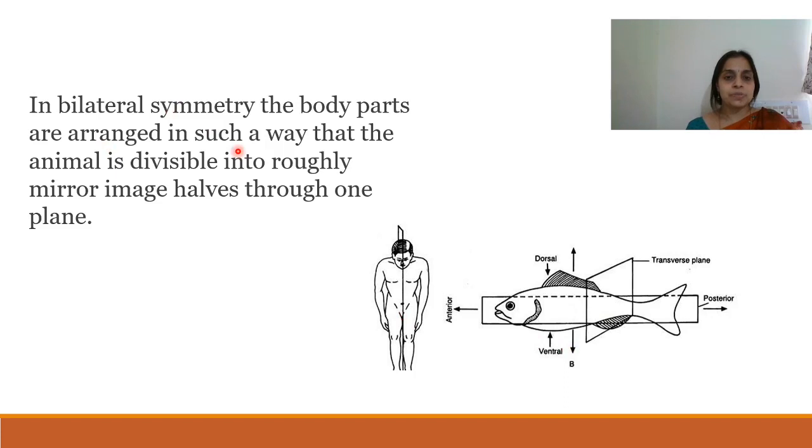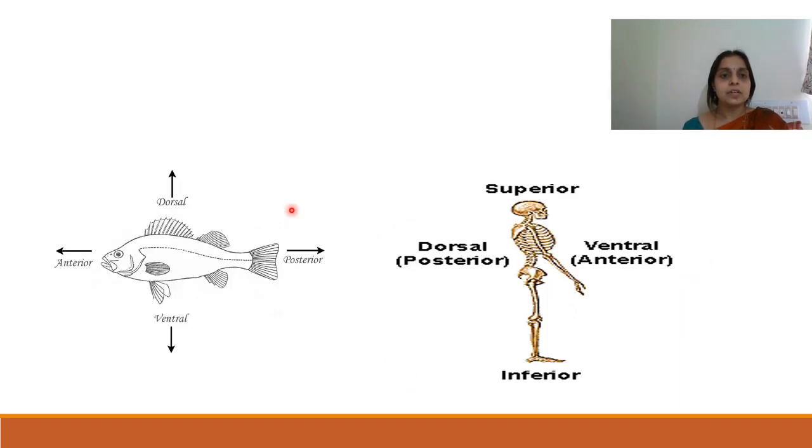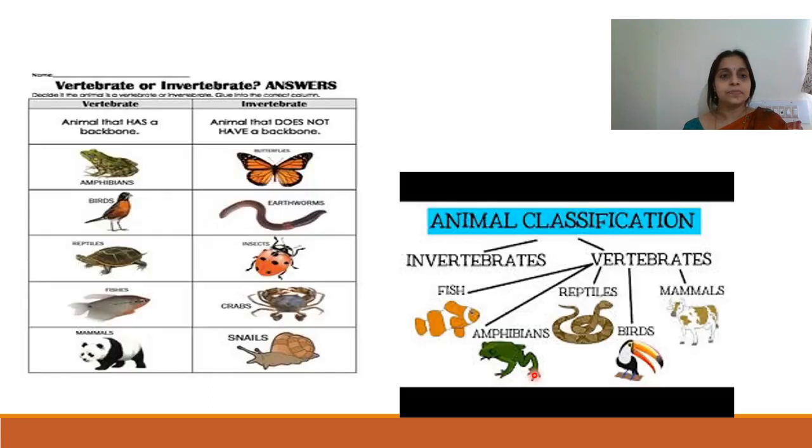Coming to bilateral symmetry. The body parts are arranged in such a way that the animal is divisible into roughly mirror image halves. So when you pass a plane, you can see the left half is equal to the right half. So this is the dorsal end, ventral end, this is anterior and this is posterior. Coming to humans, dorsal is the posterior end, ventral is anterior, and there are superior and inferior ends.